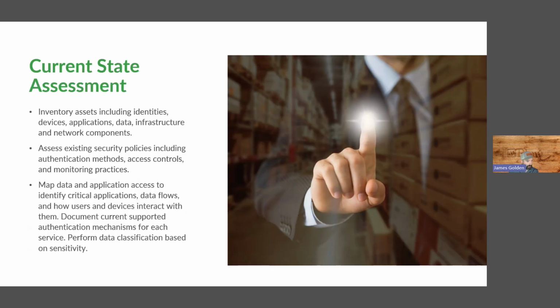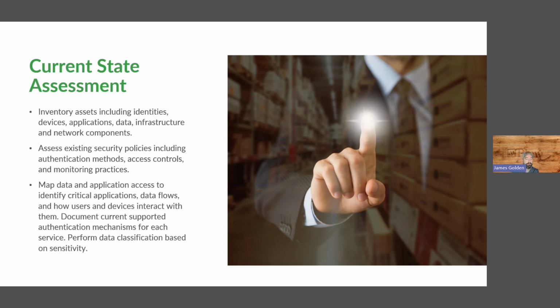First and foremost, once we've identified our key stakeholders and that we have to make a plan, we need to figure out where you're currently at. So current state assessment basically includes taking a look at your identities, your devices, your applications, your data, your infrastructure, and your network components.